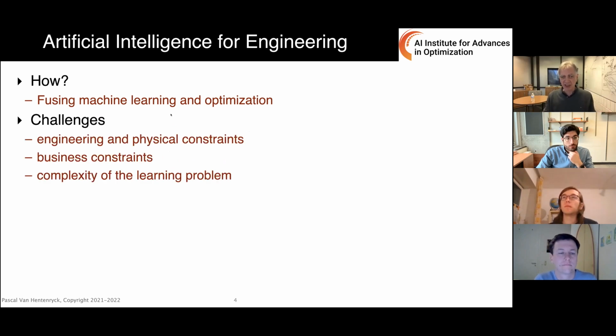Now, the challenges that you have in engineering is that you typically have a number of constraints, physical constraints coming from physics, obviously, and also engineering constraints not to damage equipment and things like this. You have also business constraints in many of them that are imposed on you and that you need to satisfy. And finally, in some of the applications that I will show you today, the inputs of the machine learning problems are gigantic. They can have millions of inputs. And I will show you some examples of that later on as well.